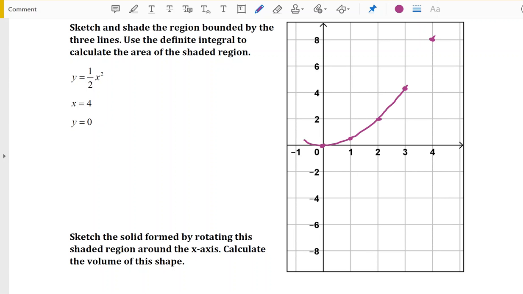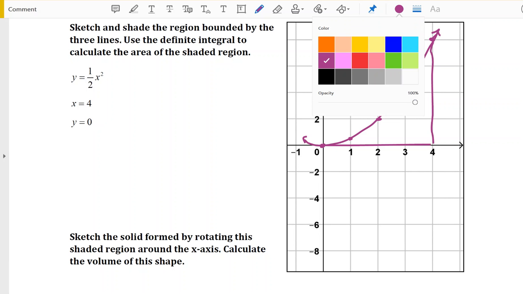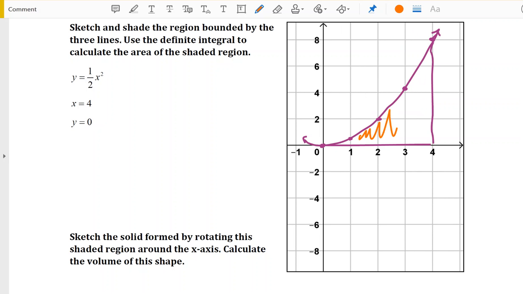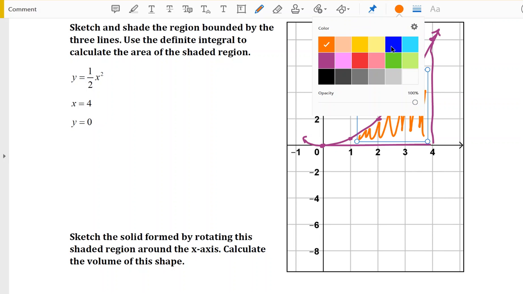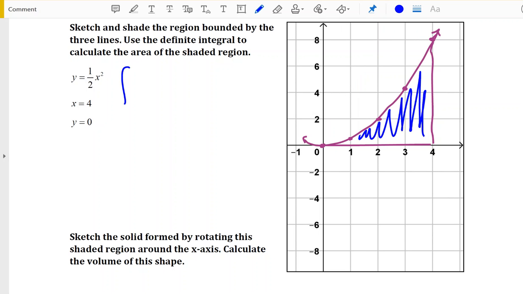And there's our curve. We also have y equals 0 and x equals 4, creating this somewhat triangular region, not quite triangular. We can calculate its area using a definite integral.